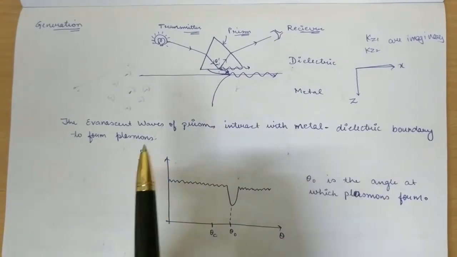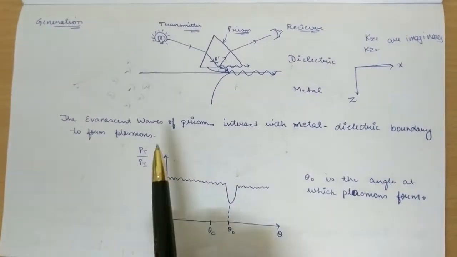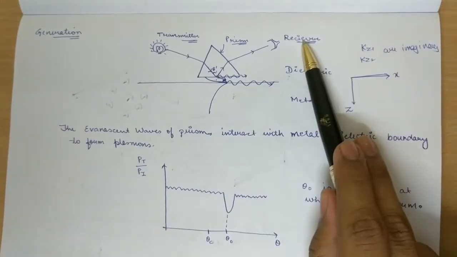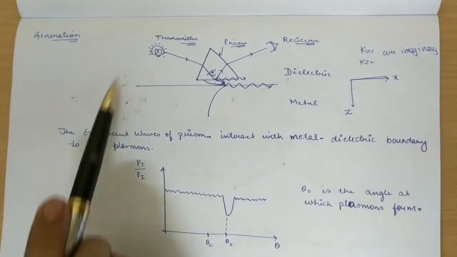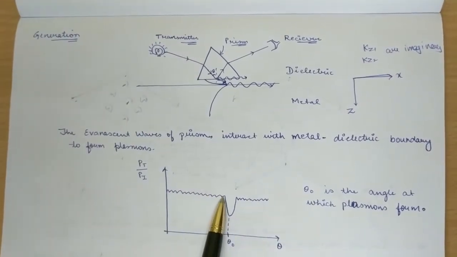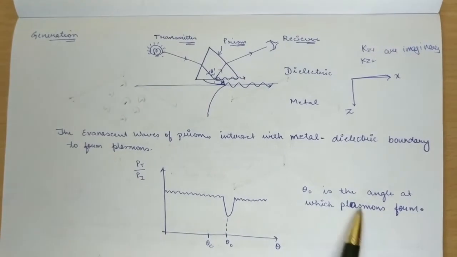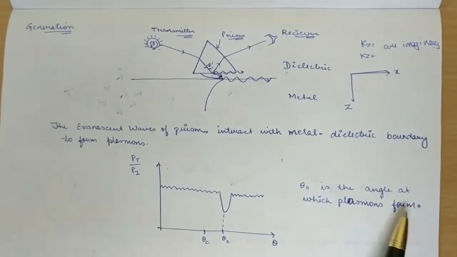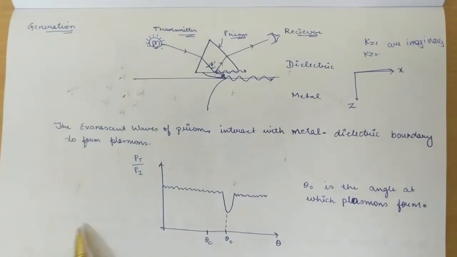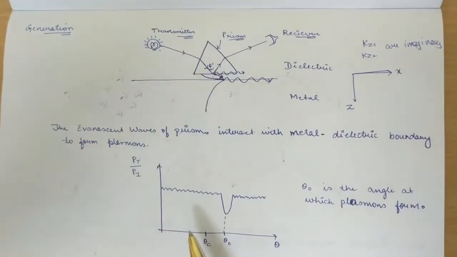Now, further we can see when we plot the ratio of the transmitted power, which is the power received at the receiver end, to the power of the light that was incident on the interface, there is a dip in this ratio at a certain angle. Now this theta is the angle at which surface plasmons are formed. You will see later that we can use this property to identify various properties in biosensors.